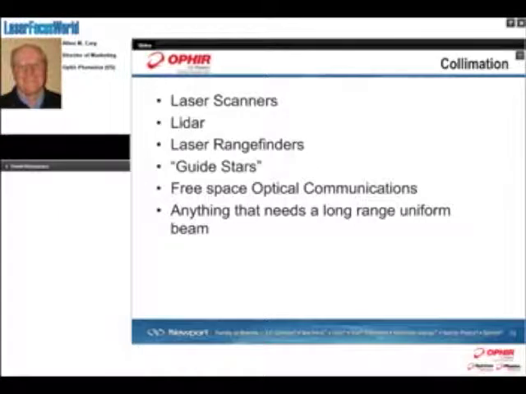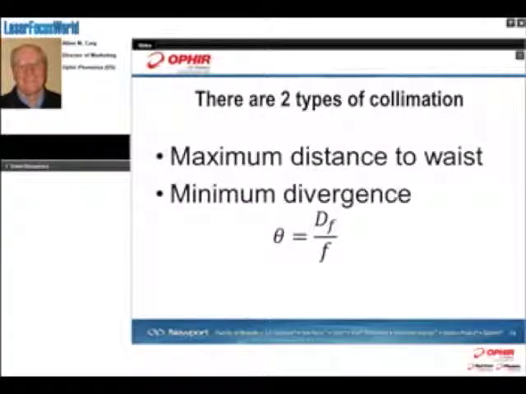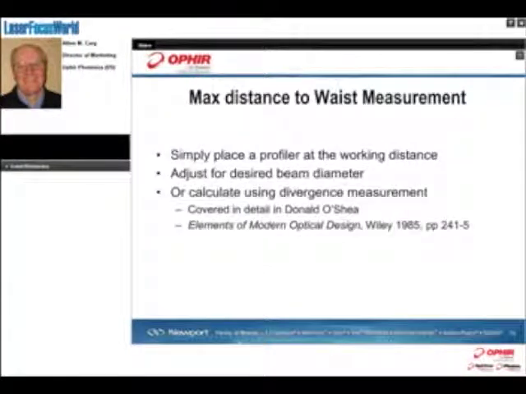Well, it turns out there's two kinds of collimation. There's what we can call a maximum distance to the waist collimation, and then there's a collimation that we can define as minimum divergence, and they actually are different. If we look at the maximum distance to the waist, the easiest way to do that is to place a profiler at the working distance.